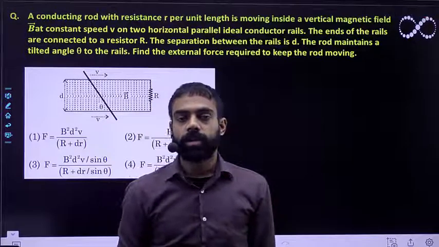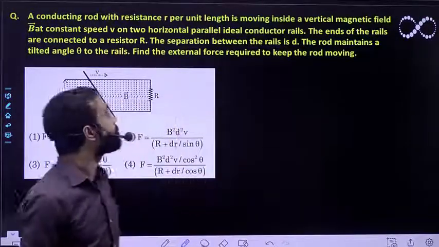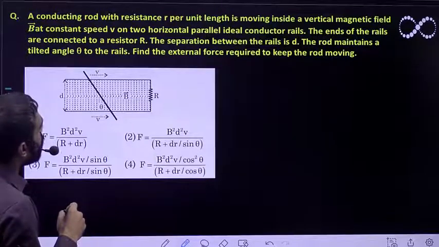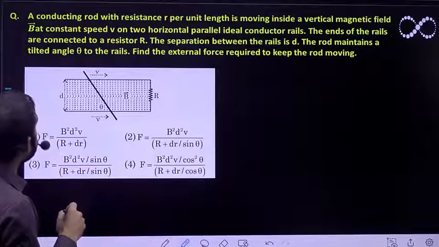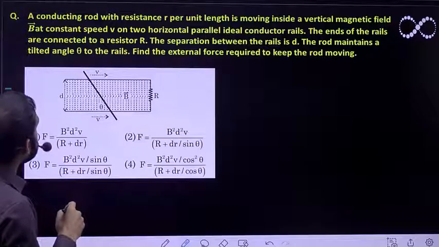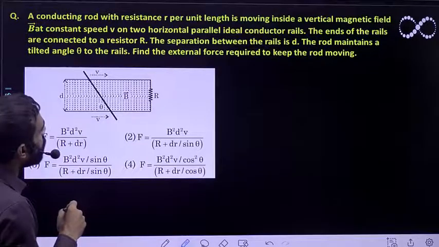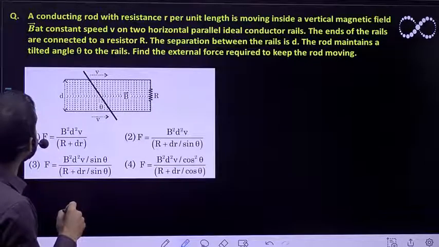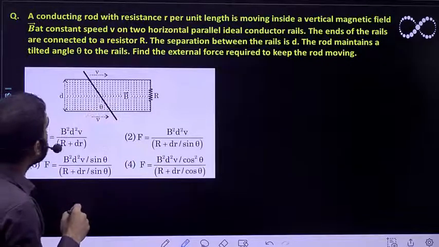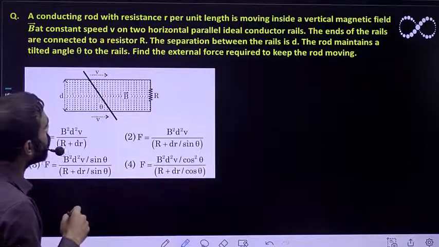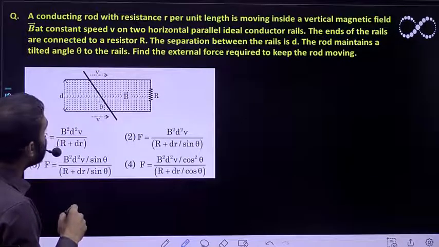Hello students, let us see this question here. The conducting rod with resistance r per unit length is moving inside a vertical magnetic field at a constant speed V on two horizontal parallel ideal conductor rails. The ends of the rails are connected to a resistor R. The separation is given as D. The rod maintains the angle theta. Find the external force required to keep the rod moving.